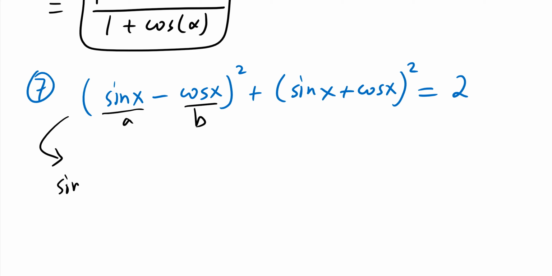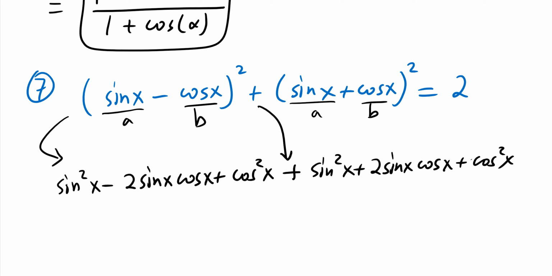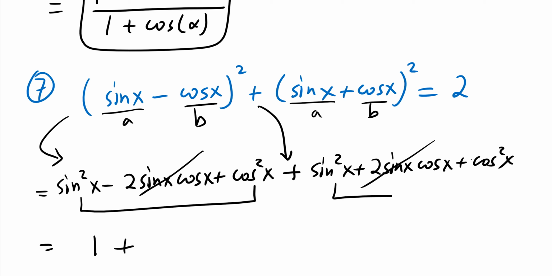It's a squared minus 2ab plus b squared. That's the first one. Plus, so this plus sign here. Again, this is a and b. A squared plus 2ab plus b squared. Notice how this and this cancel. Sine squared plus cosine squared is 1. Sine squared plus cosine squared is another 1. So the answer is 2.